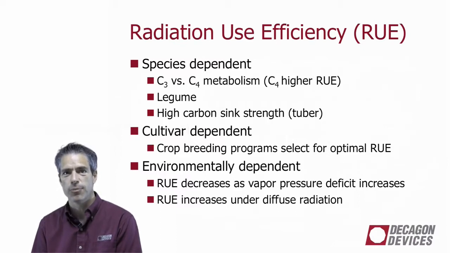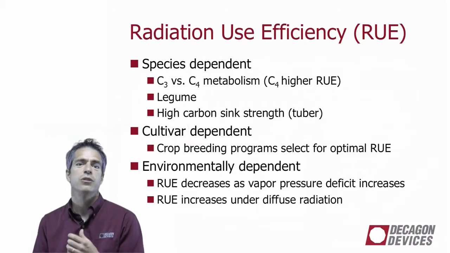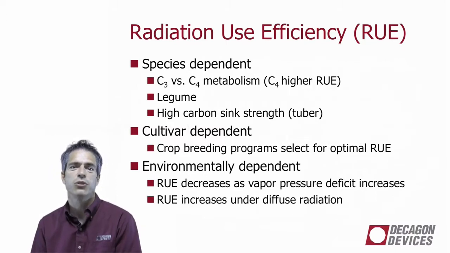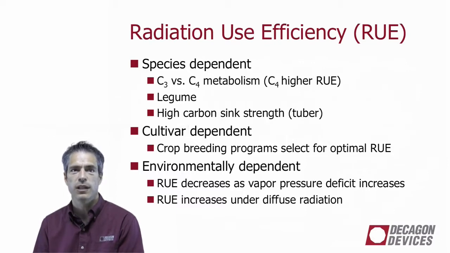This is also cultivar dependent, and many of you are aware that crop breeding programs are continually looking for ways where they can increase the radiation use efficiency. Finally, it's environment dependent, and we'll talk about that in just a moment. The radiation use efficiency is going to decrease as vapor pressure deficit increases. Basically, we got the stomates closed, sorry, trying to limit water loss, and that also creates challenges for CO2 uptake.